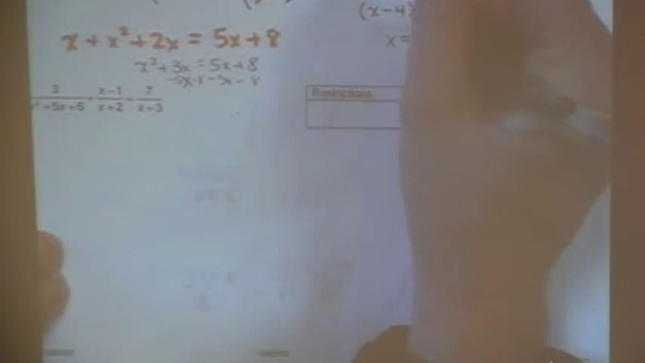So I'm going to move my 5X and my 8 over. Okay, so I have now X squared minus 2X minus 8 equals 0. So you're looking for factors of negative 8 that you would combine to get negative 2. Positive 2 and negative 4, which means I get two solutions, X equals 4 and X equals negative 2.